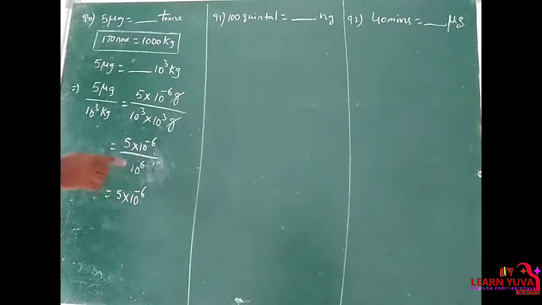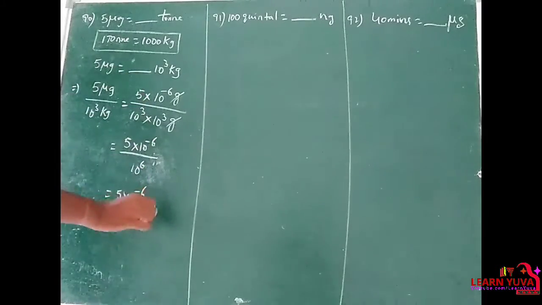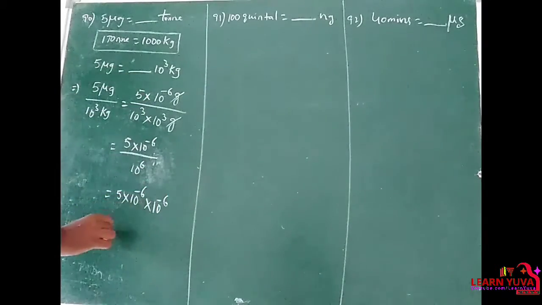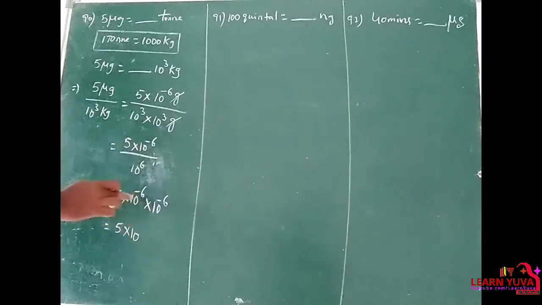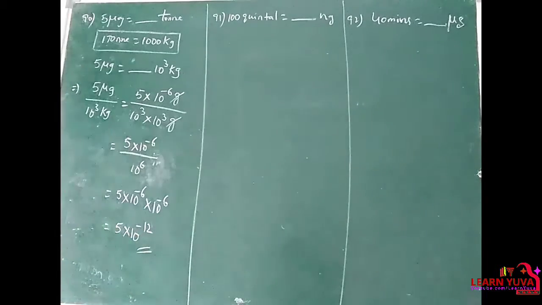It is in the denominator, 10 power plus 6. If it comes to the numerator, it becomes 10 power minus 6. So that is equal to 5 into 10 power, when the base is the same, powers should be added, minus 6 minus 6, minus 12. So 5 micrograms is equal to 5 into 10 power minus 12 tons. Okay.